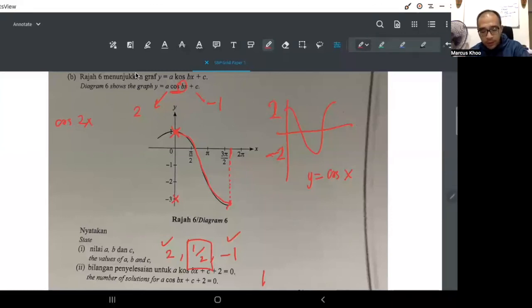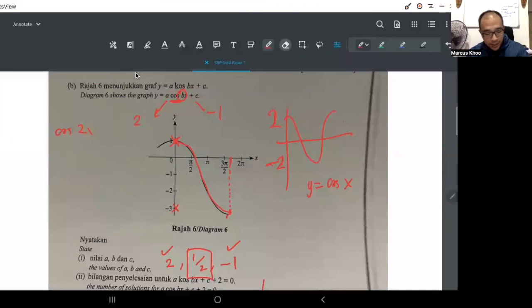But the problem is this diagram is not really giving me much of a help. So I'm going to assume that maybe there was a misprint. It's supposed to be from here to here. It's supposed to end at 2 pi to show that it is only half a cycle. So it would be y equals to 2 cos half x minus 1. So that means the A is 2, the B is half, and the C is negative 1.